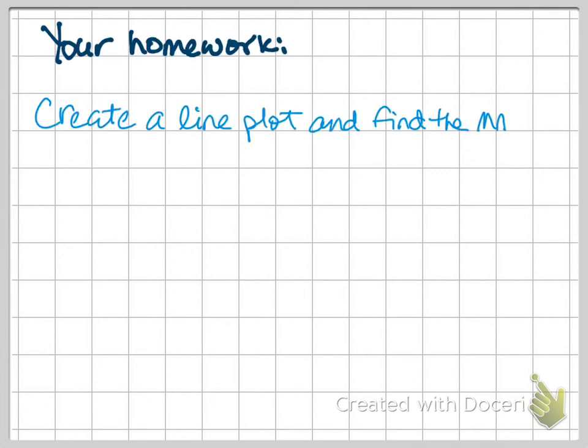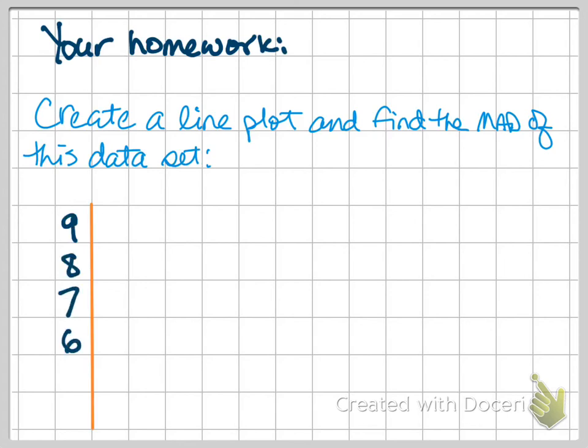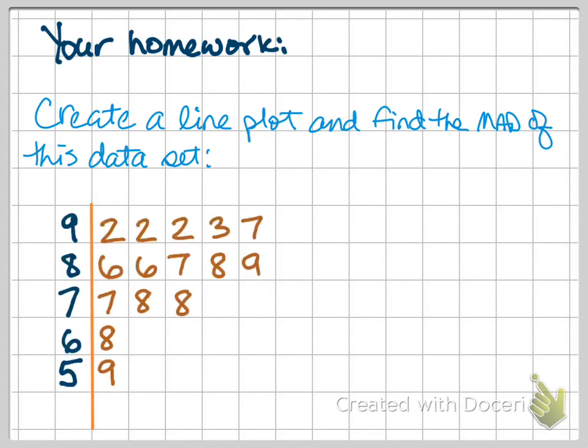Now here's your homework. I want you to create a line plot and find the mean absolute deviation of this data set. There are 5 numbers in the 90s. There are 5 numbers in the 80s, 3 in the 70s, 168, and 159. Be prepared to bring this at the beginning of class tomorrow.